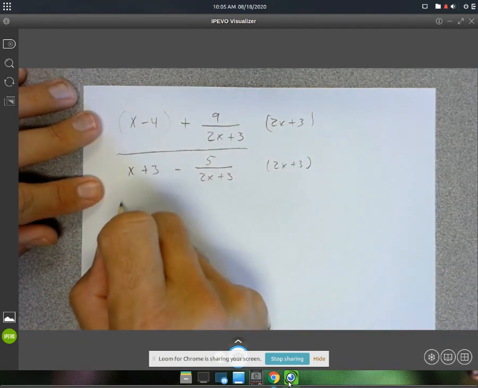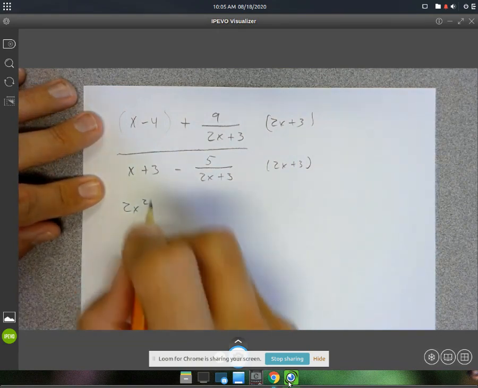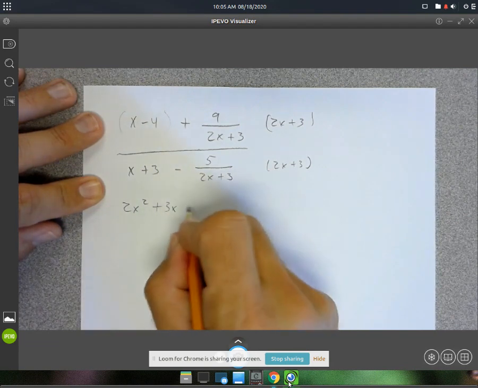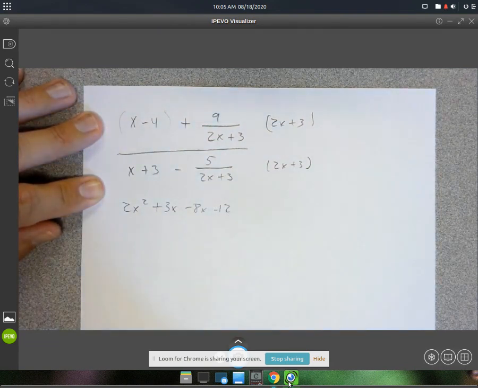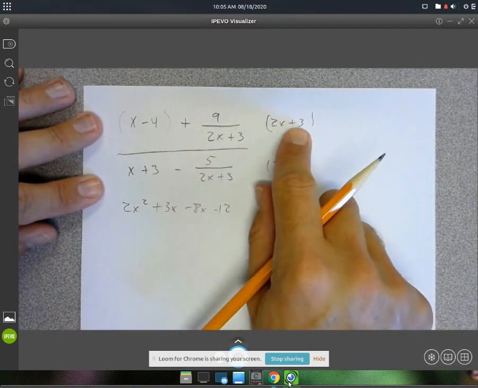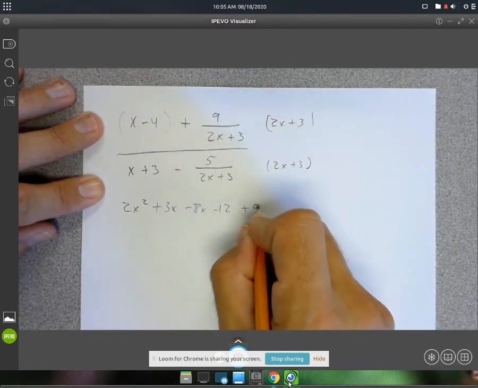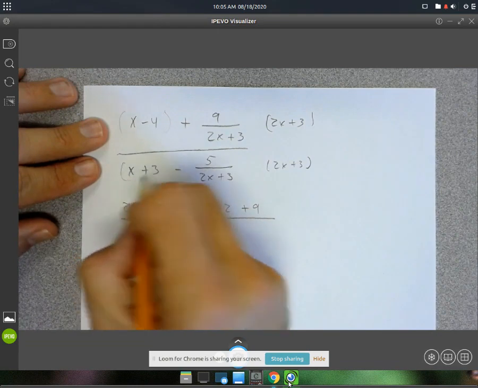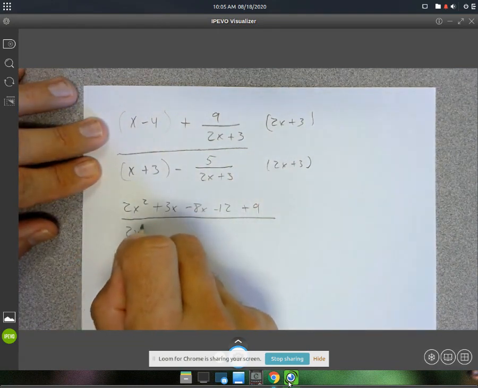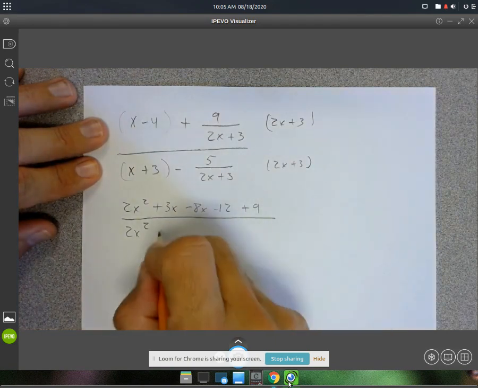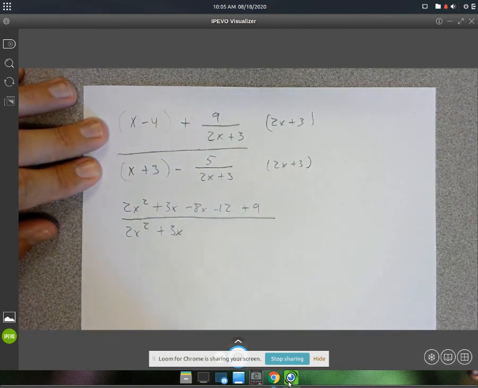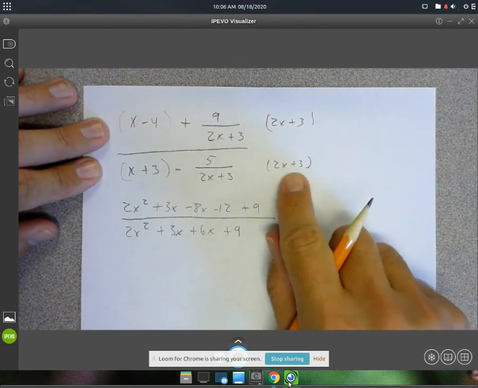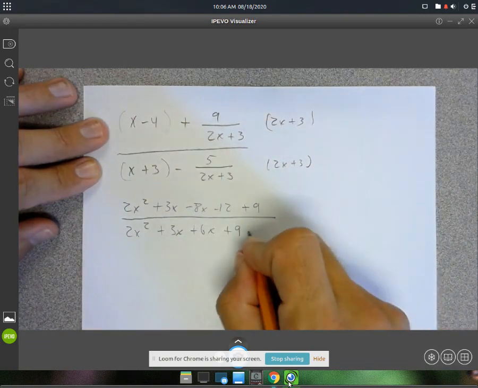So that's going to give us 2x squared. Let's see. Plus 3x minus 8x minus 12. Okay, and then we'll have 2x plus 3 times this, and that's just going to be a 9. Okay, now we'll have 2x plus 3 times this, so we'll have 2x squared plus 3x plus 6x plus 9. And then we'll have 2x plus 3 times that, and that'll just be a minus 5.